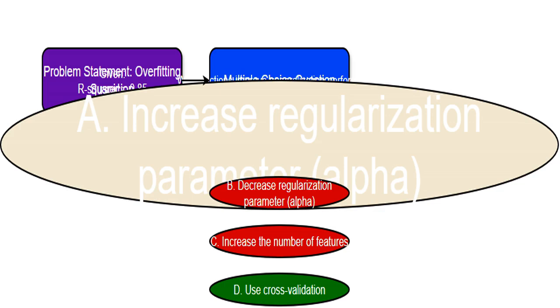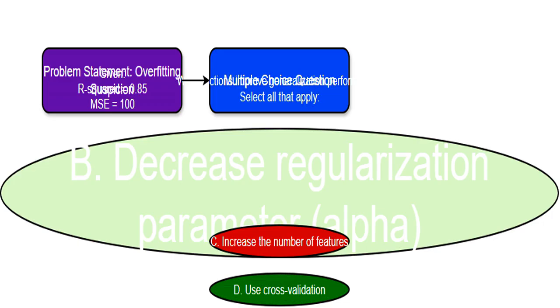Increasing alpha in ridge regression adds a penalty for large coefficients, which reduces the model's complexity and helps prevent overfitting. It's like adding a brake to the model to prevent it from getting too specific to training data. Decreasing alpha does the opposite. It increases the model's flexibility, which might lead to the model overfitting the training data even more. It's like removing the brakes from the model and letting it go too fast.